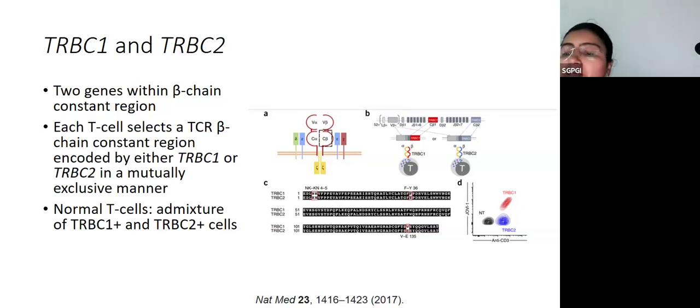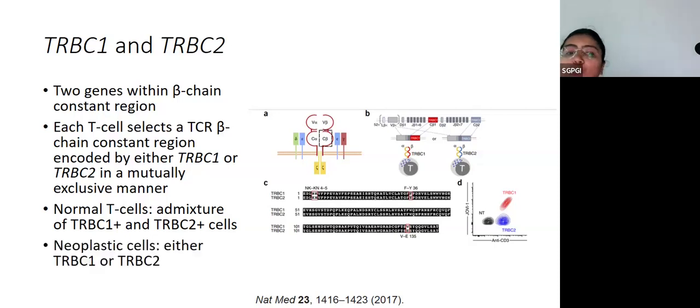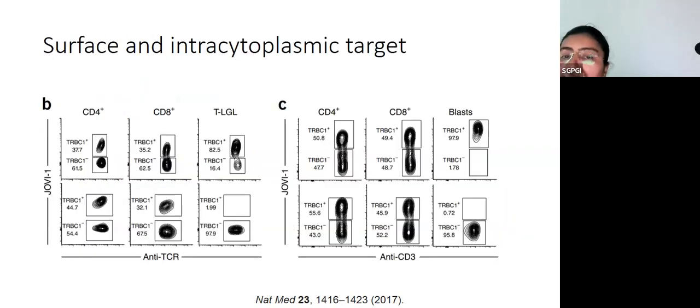So if you look at the x-axis here in the paper that describes TRBC1 for the first time in clear detail, this is CD3 versus the anti-TRBC1 antibody, the clone is JOVI-1. So the TRBC1 antibody positive cells, positive T cells, are red. The ones that are TRBC1 negative are blue, right? So it is splitting into these two. Neoplastic cells, on the other hand, would express either TRBC1 or they will express TRBC2. Now, this is as per the ontogeny.